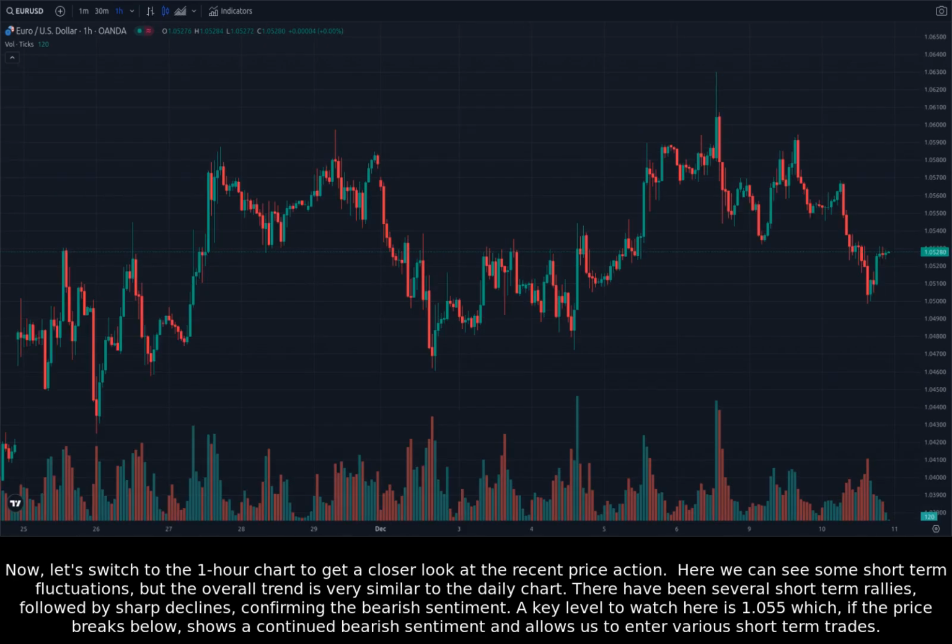Now, let's switch to the 1-hour chart to get a closer look at the recent price action. Here we can see some short-term fluctuations, but the overall trend is very similar to the daily chart. There have been several short-term rallies, followed by sharp declines, confirming the bearish sentiment. A key level to watch here is 1.055, which, if the price breaks below, shows a continued bearish sentiment and allows us to enter various short-term trades.